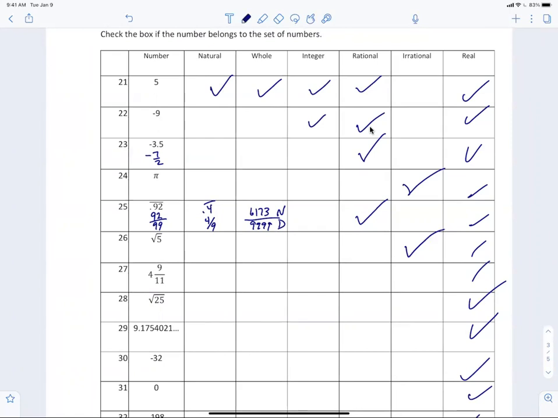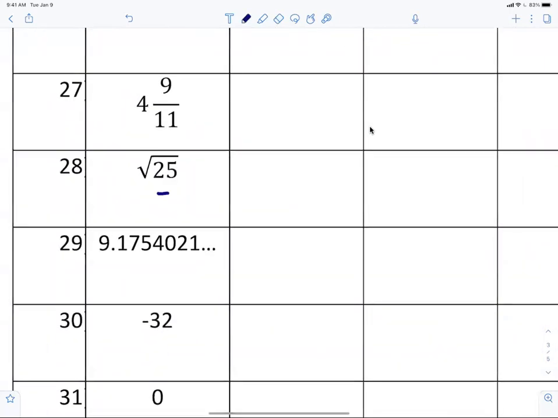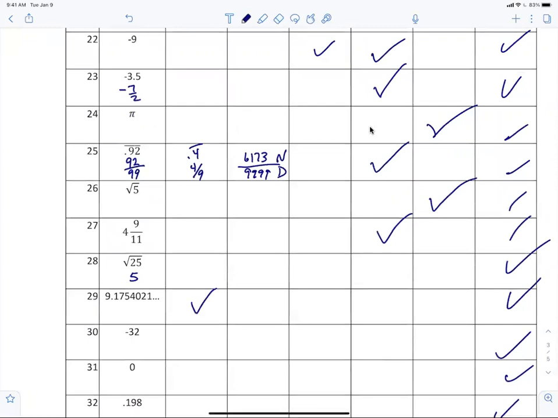Abigail, tell me about 4 and 9/11. It is rational. Court, what is the square root of 25 equal to? 5. So it is what? Yes. What else? Yes. Keep going. Is it irrational? No. Thank you.